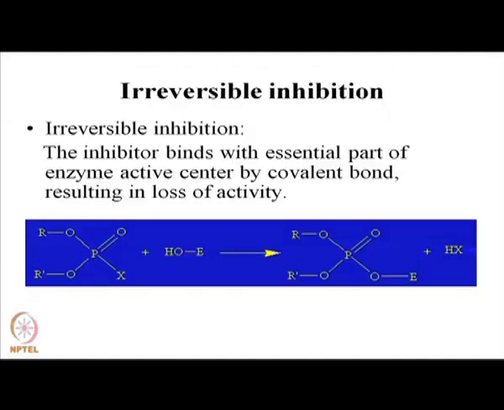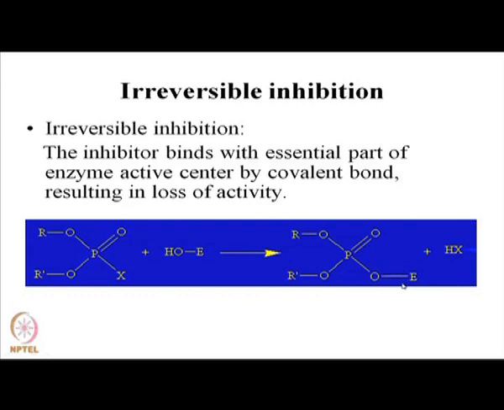Irreversible inhibition: the inhibitor binds with the essential part of the enzyme active center by covalent bond, resulting in loss of activity. For example, this is schematically written in this way: this is one reactant, this is your enzyme E, so it produces something like this, and HX, another resulting substance, is produced. But you see that this is a covalent bond formation.